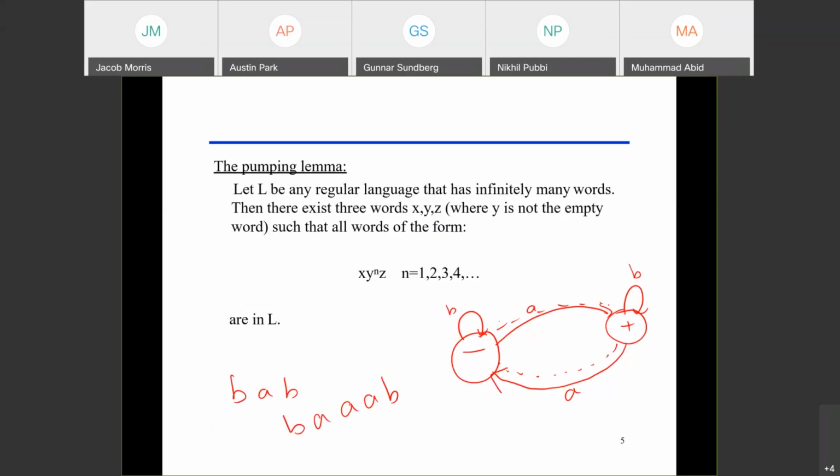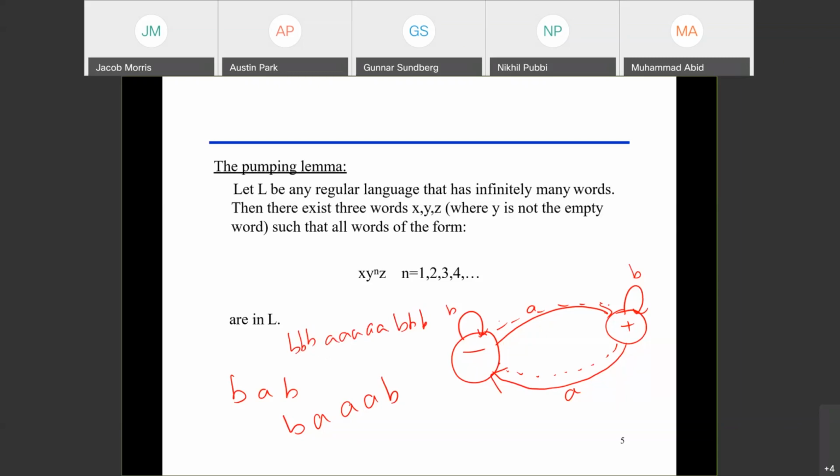Now if I want to beef up this word again, how do I do it? I can take more rides on this loop. So let's find another word: one, two, three, and then another two, and then B. As much as I want to beef up this word, I can take more rides on any loop. I have more rides here, let's say. So it does not violate the definition of the language.